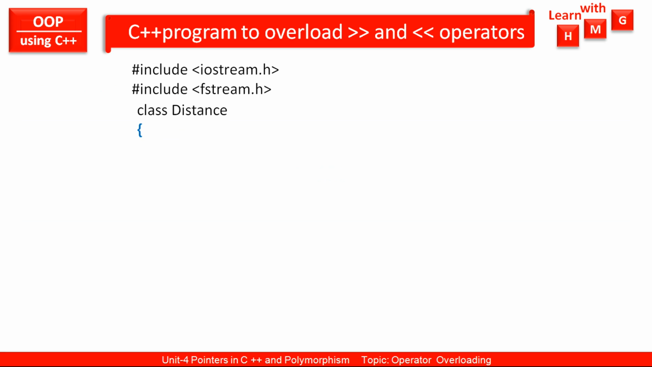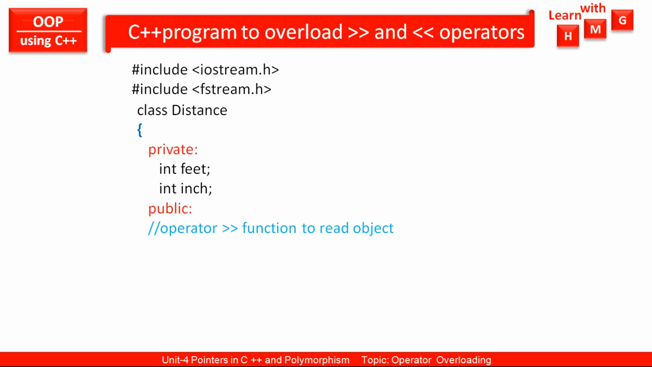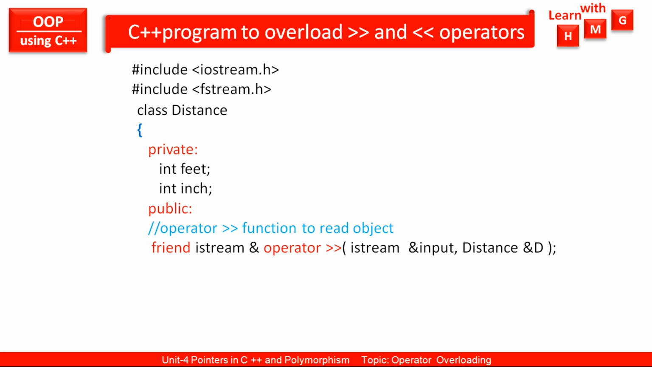Include the header files. The Distance class is having two data members, feet and inch. Those are declared in the private section. Then in the public section, again the extraction operator function is defined as a friend function, and this is the declaration of the friend function using the friend keyword.